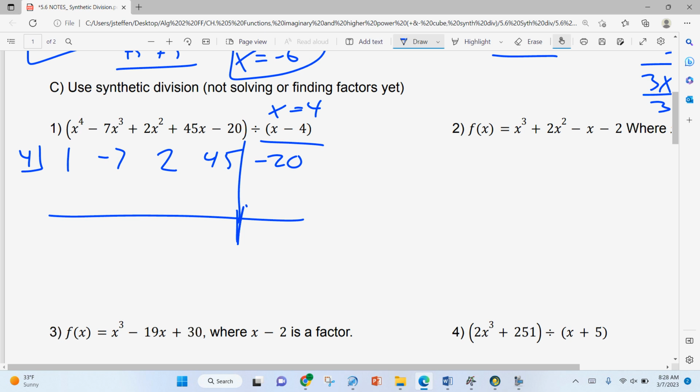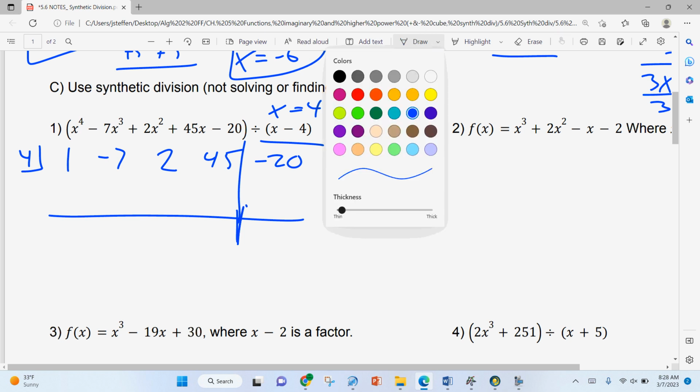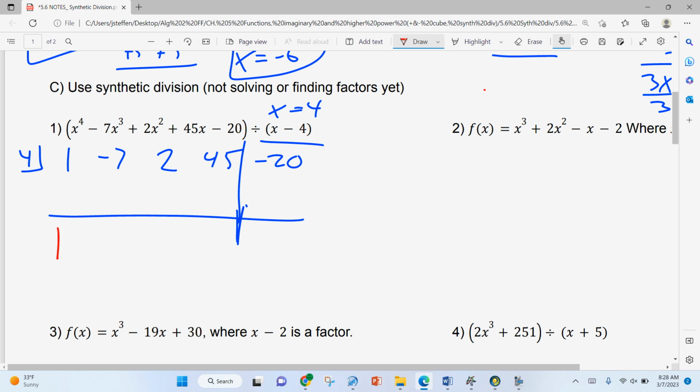Like I said, once you have it set up, we just did this on those other two. If you're a step ahead, you might be solving this already, but if you're not, that is fine. One straight down, 1 times 4 is 4. Negative 7 plus 4 is negative 3. 4 times negative 3 is negative 12. 2 plus negative 12 is negative 10. 4 times negative 10 is negative 40. 45 minus 40 is 5. 5 times 4 is 20. Negative 20 plus 20 is 0. So again, we're on track for this one.